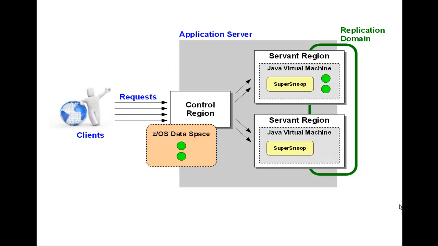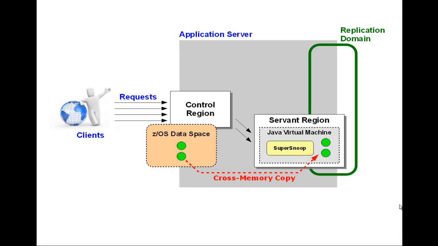So in the event that a set of session objects is created in a servant region, what WAS on zOS does is it will keep a copy of those session objects in what's called the data space that's owned by the control region. And in the event that we need to copy the session objects to the other JVM, that is performed with a cross-memory copy into the surviving servant region. We do not need to push those session objects across the network when we are replicating between servants on zOS.